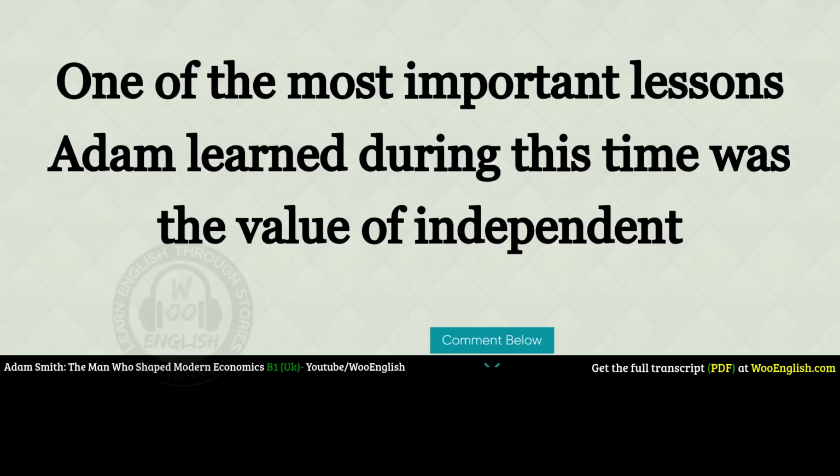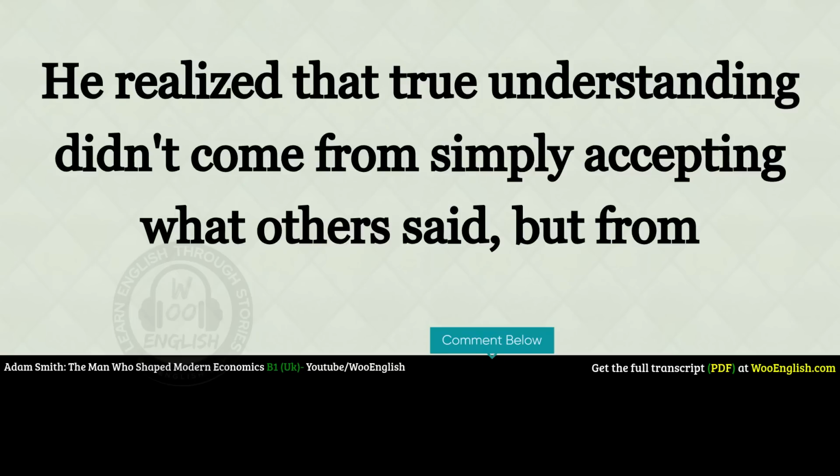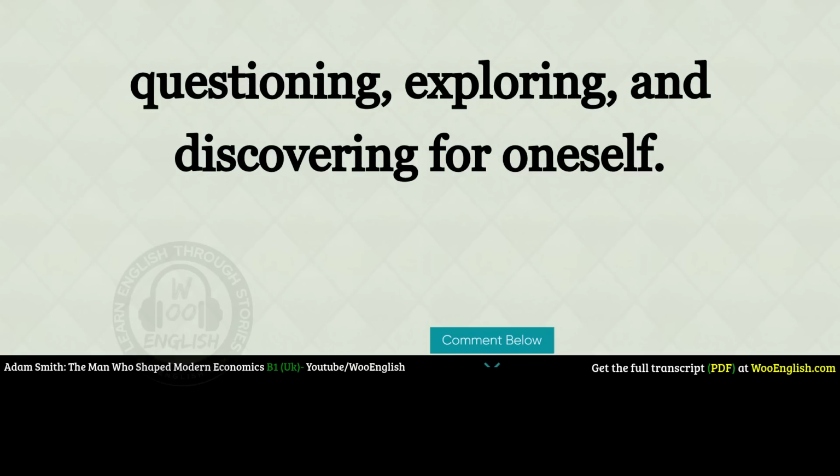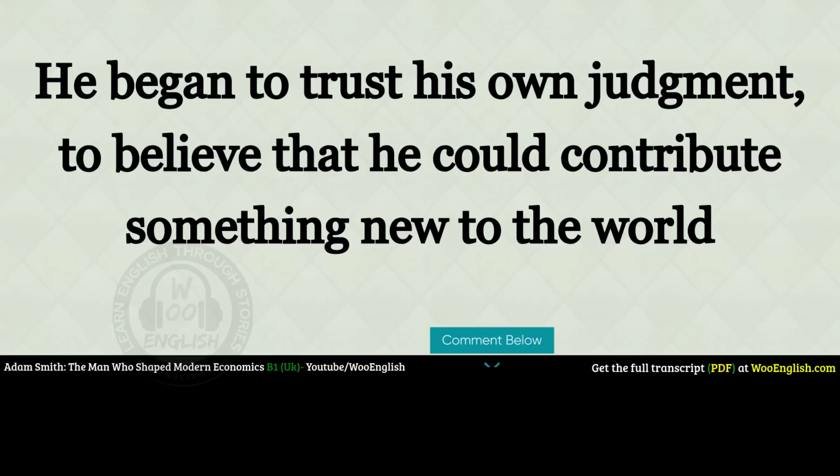One of the most important lessons Adam learned during this time was the value of independent thinking. He realized that true understanding didn't come from simply accepting what others said, but from questioning, exploring, and discovering for oneself. This was a turning point in Adam's intellectual journey. He began to trust his own judgment, to believe that he could contribute something new to the world of ideas.